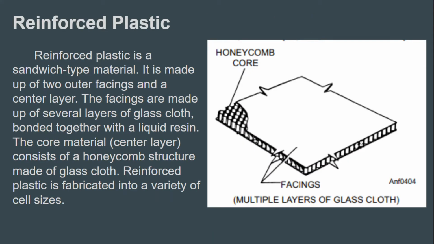Reinforced plastic is a sandwich-type material. It is made up of two outer facings and a center layer. The facings are made up of several layers of glass cloth, bonded together with a liquid resin. The core material, center layer, consists of a honeycomb structure made of glass cloth. Reinforced plastic is fabricated into a variety of cell sizes.